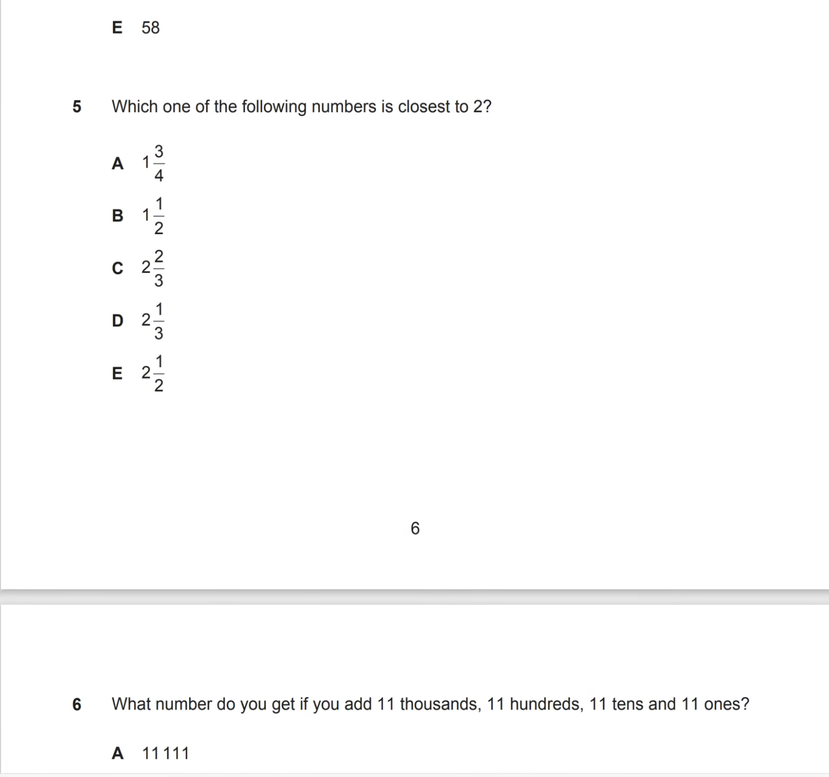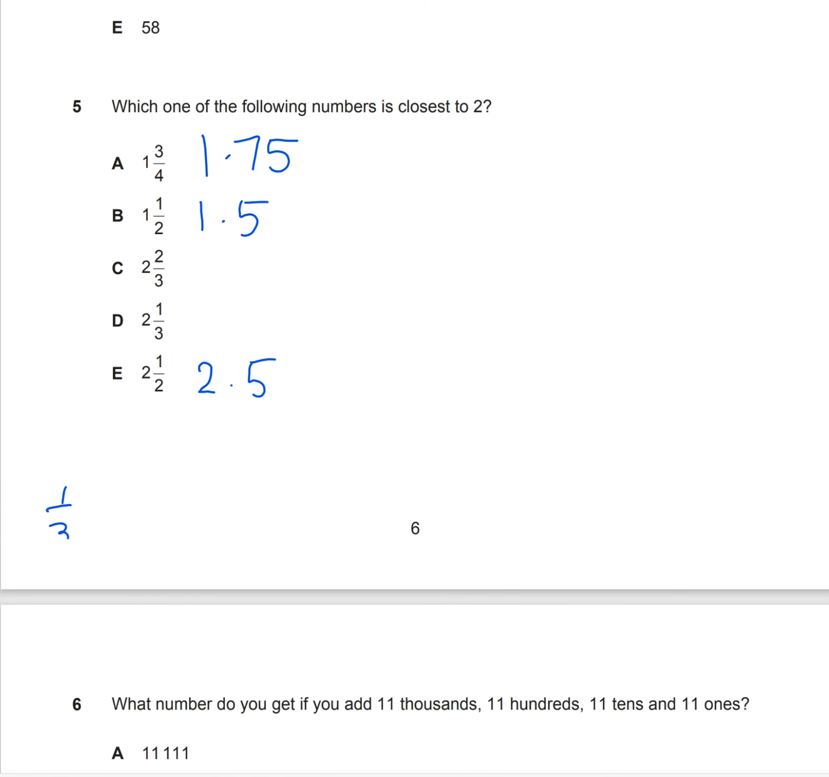5. Which of the following numbers is closest to 2? The best way of figuring this out is by making everything a decimal. So we'll start with the easy ones. 2 and a half is 2.5, because half is 0.5. 1 and a half is 1.5. Now 3/4 you should know is 0.75, and we have one whole here.